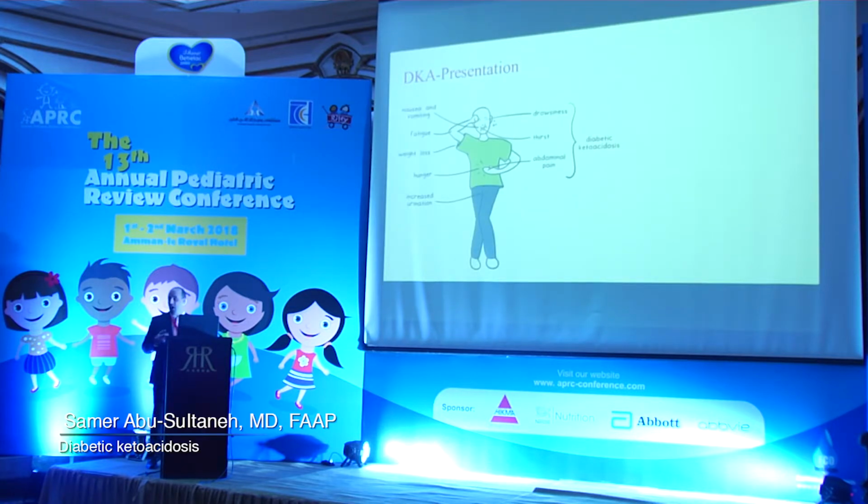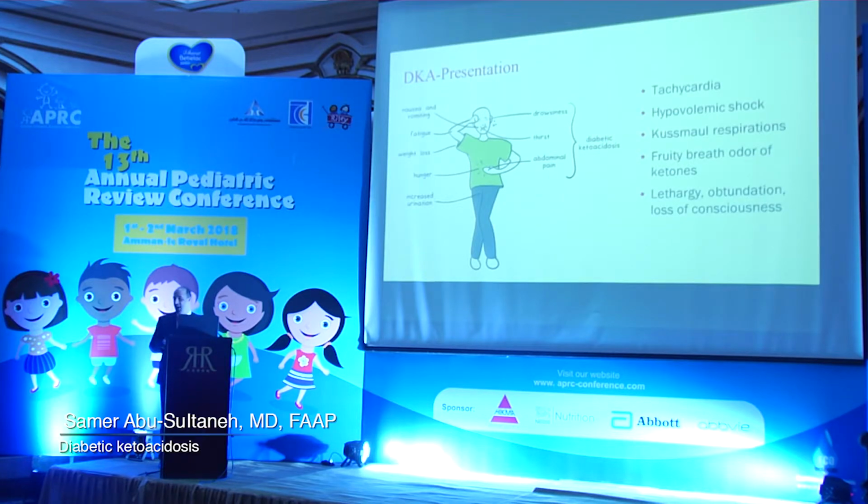Okay, so how do these patients present? Usually they present, as we know, with polyuria, polydipsia, polyphagia, nausea, vomiting, and abdominal pain. They can also present with altered mental status. When we examine them, usually they have signs of dehydration. Rarely we see kids who present with shock. They are usually tachypneic, and they might have altered mental status.